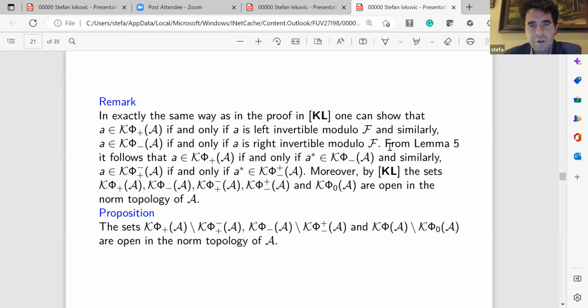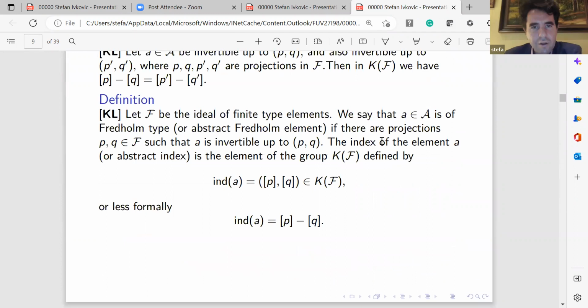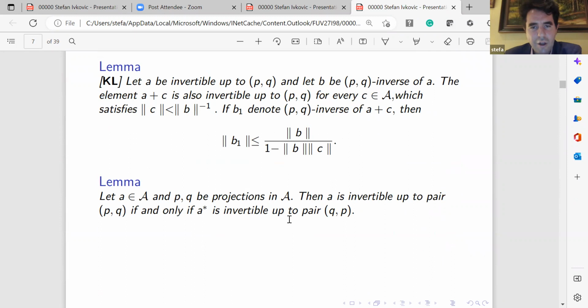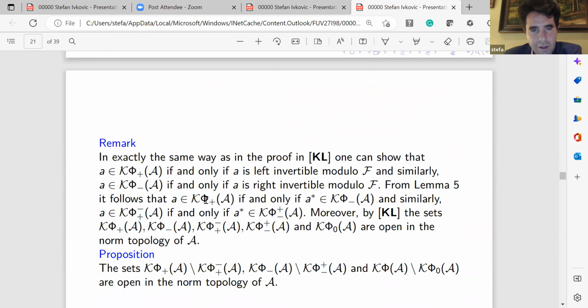And then here, this lemma, I don't have the number, but this is the lemma where I was speaking about the adjoint. Let me go back, it is here. So recall this lemma regarding the adjoint that A star will be invertible up to the opposite pair. So we simply change the order. Thanks to this lemma, one can show in this remark here that A is upper semi-Fredholm if and only if A star is lower semi-Fredholm, simply because projections change the order. And also A is upper semi-Weyl if and only if A star is lower semi-Weyl, again, because only the projections change the order.